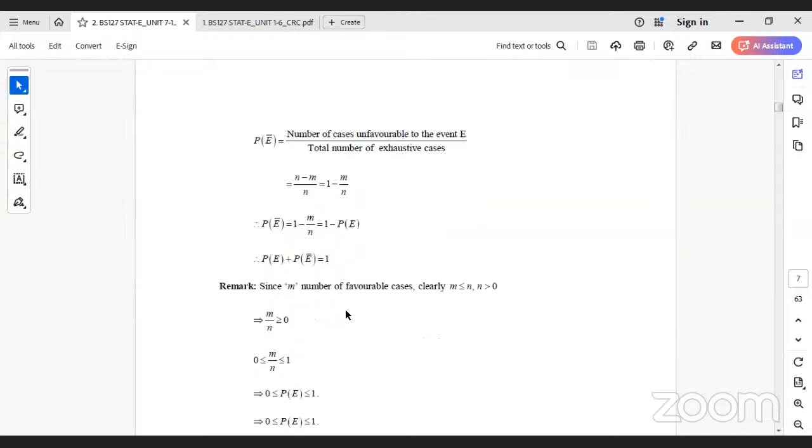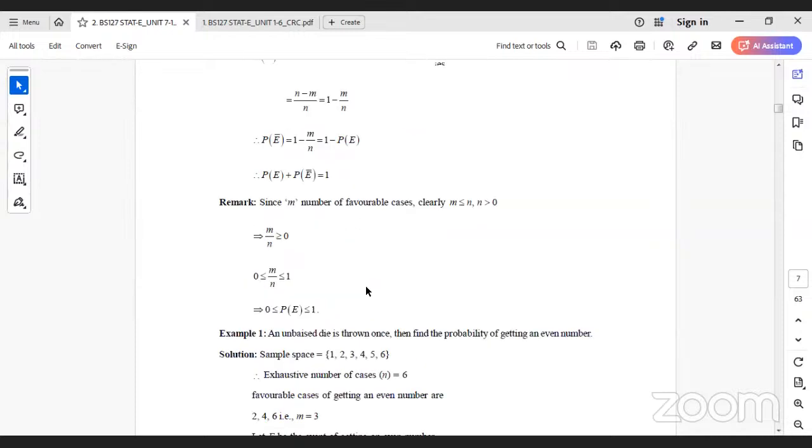Yes, sir. Thus, since m is a number of cases, m is greater than or equal to 0 and m is less than or equal to n. So m by n is greater than or equal to 0, and m by n is less than or equal to 1. That is, 0 is less than or equal to P less than or equal to 1. It will be fine.